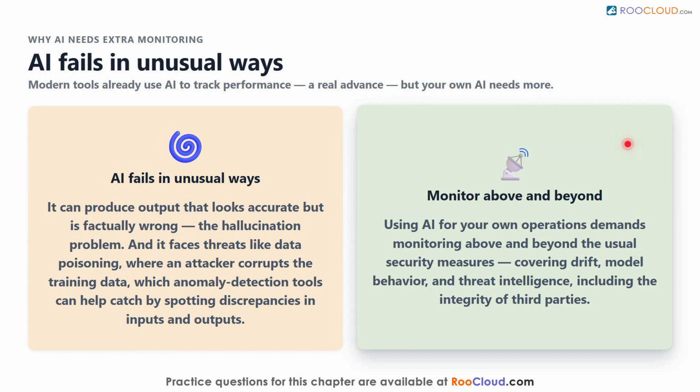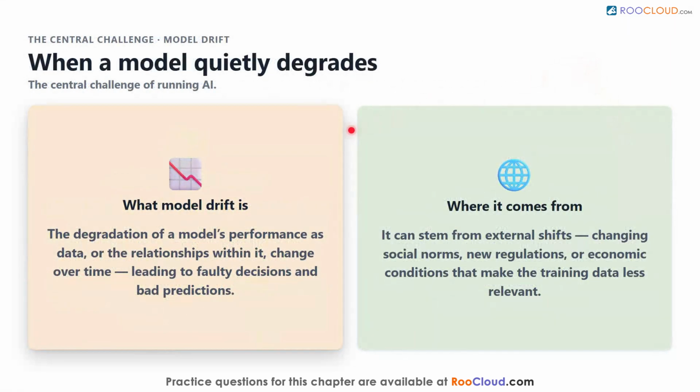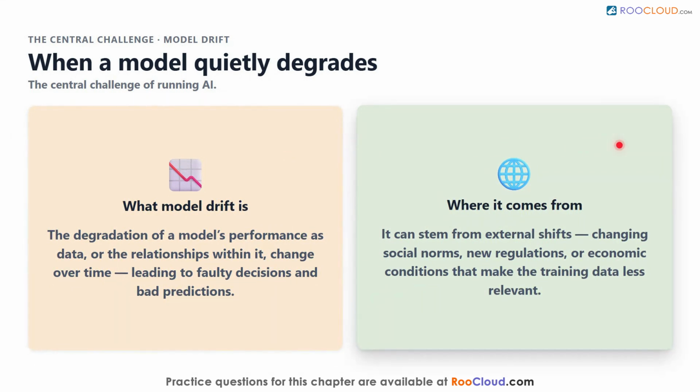The central challenge is model drift. The degradation of a model's performance as data, or the relationships within it, change over time. Drift leads to faulty decisions and bad predictions, and it can stem from external shifts like changing social norms, new regulations, or economic conditions that make the training data less relevant.